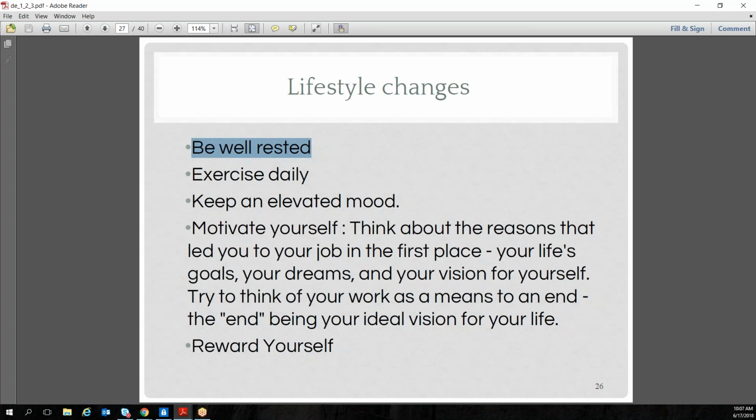The third thing is you should keep an elevated mood. Now the question is, what are the implications when your mood is not well and when your mood is very good? How will it affect your work? Anyone can answer, it's again a very simple question. How does mood affect your work efficiency and effectiveness at the office? That is the question.